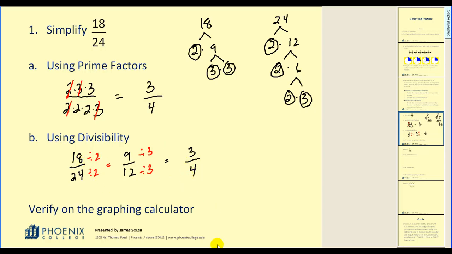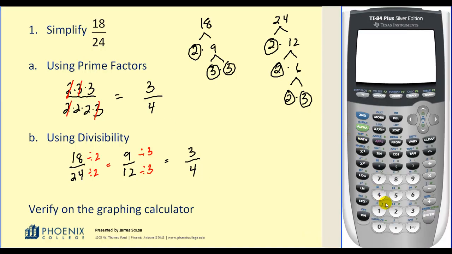Let's go to the graphing calculator, and I'll show you how you can verify these answers. If we go to the original fraction and type in 18 divided by 24, this will convert the fraction to a decimal. To convert the decimal back to a fraction, we just have to hit Math, and the fraction command is already selected. So we hit Enter, Enter, and that will verify our answer.